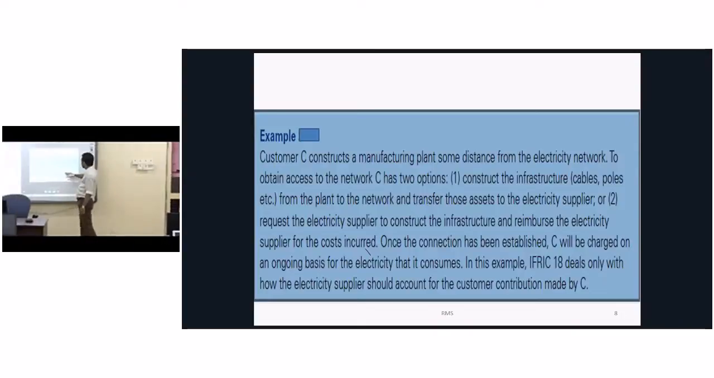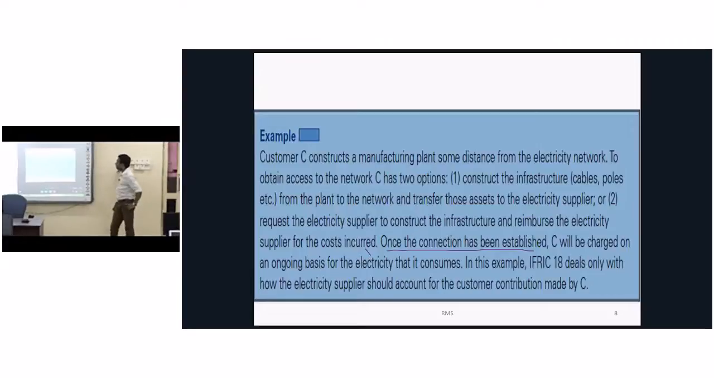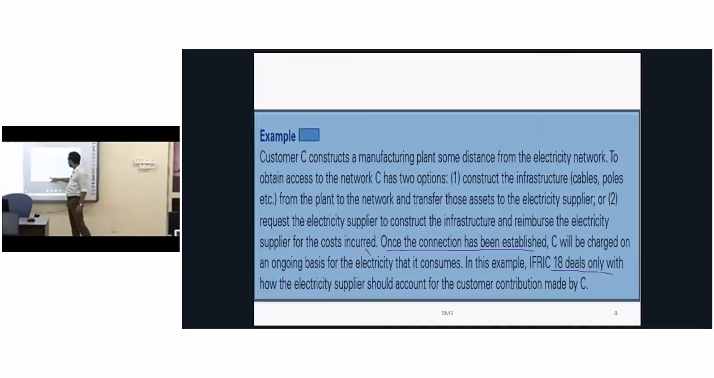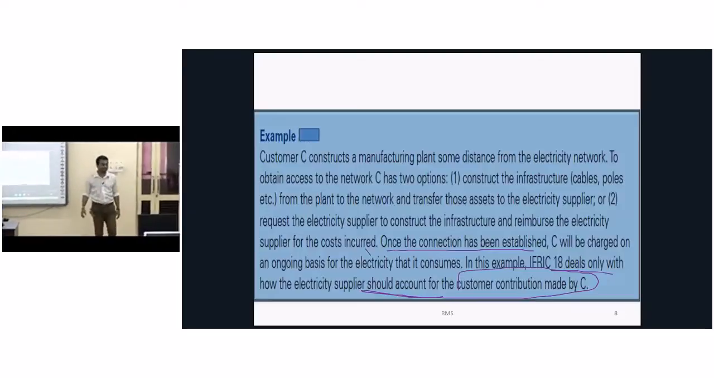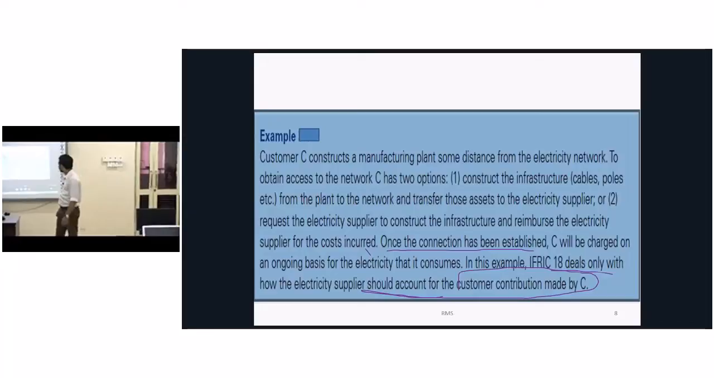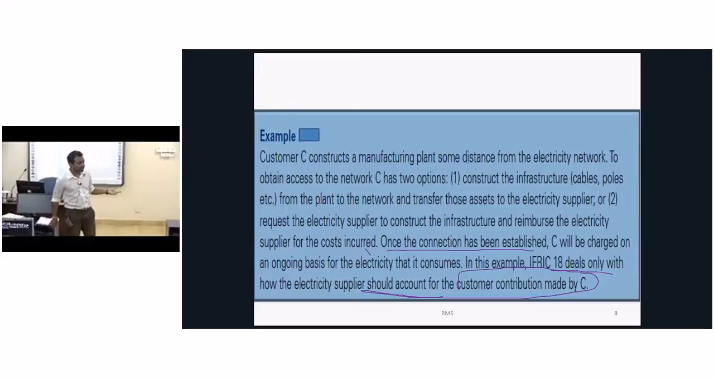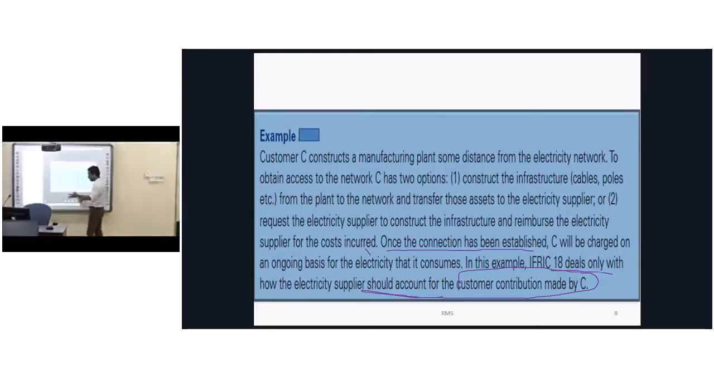Anyway, once the connection has been established, C will be charged on an ongoing basis for the electricity that it consumes. හරිනේ? ඊට පස්සේ ඉතින් electricity පාවිච්චි කරනවා සල්ලි ගෙවන්න එහෙම කරන්නේ. In this example, IFRIC 18 deals only with how the electricity supplier should account for, look, this one, the customer contribution made by C. Again what? This IFRIC number 18 covers only one aspect. කාගේ පැත්තෙන් accounts බලන්න? From the electricity board side. So customer පැත්තෙන් මුකුත් එයා කතා කරන්නේ නැහැ. So that's a point, right? Understand this because it is important for the next few. ඊළඟට කතා කරන්න යන එකට ඔක ඕනේ.